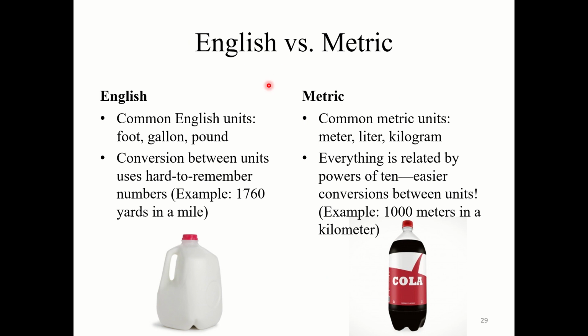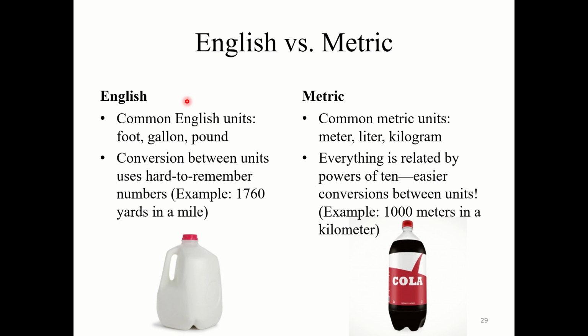Now in this course, we're going to be looking at English and metric units. We are primarily going to be using metric units. Some common English units, sometimes called imperial units, that we use here in the United States are foot, gallon, pound. Now these conversions are pretty antiquated. They use hard to remember numbers. For example, there's 1,760 yards in a mile, or 5,280 feet in a mile.